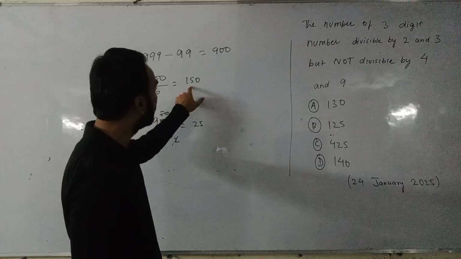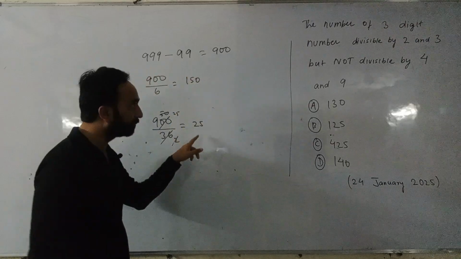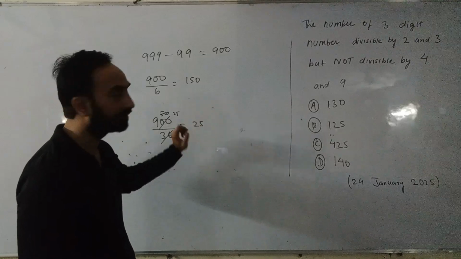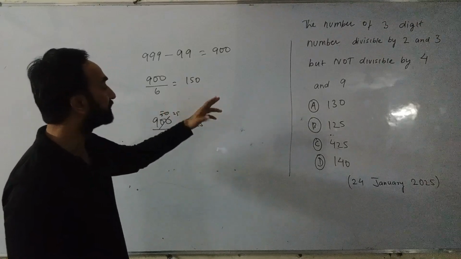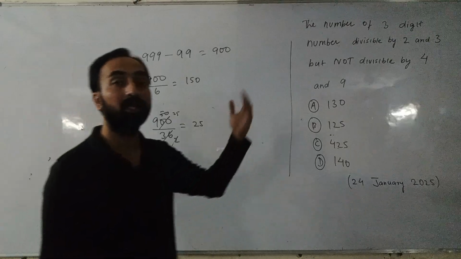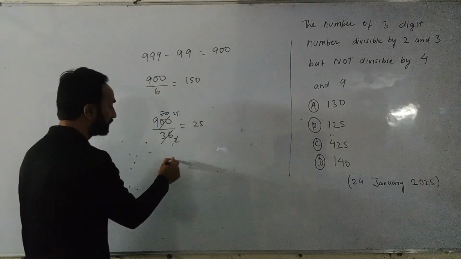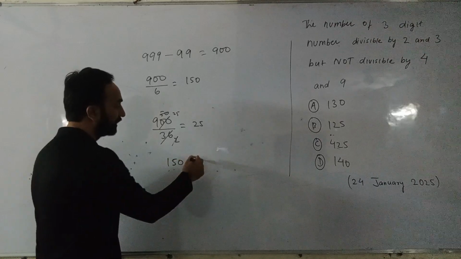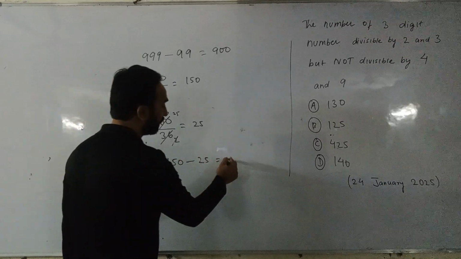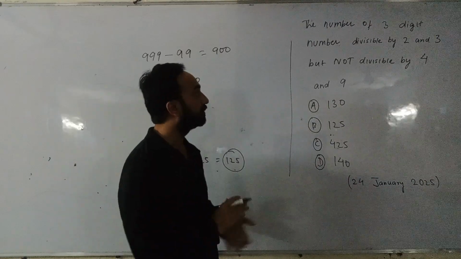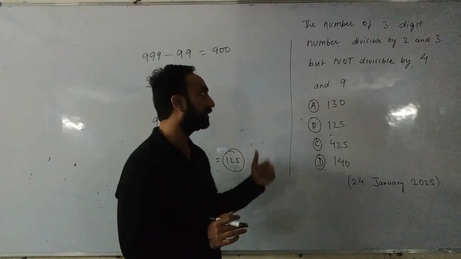Now the number divisible by 2 and 3 is 150, and the number divisible by 4 and 9 is 25. Now they are asking how many numbers are divisible by 2 and 3 but not divisible by 4 and 9. So simply we will do the subtraction, 150 minus 25. So the answer finally will come to 125. There will be 125 numbers that are divisible by 2 and 3 but not divisible by 4 and 9.